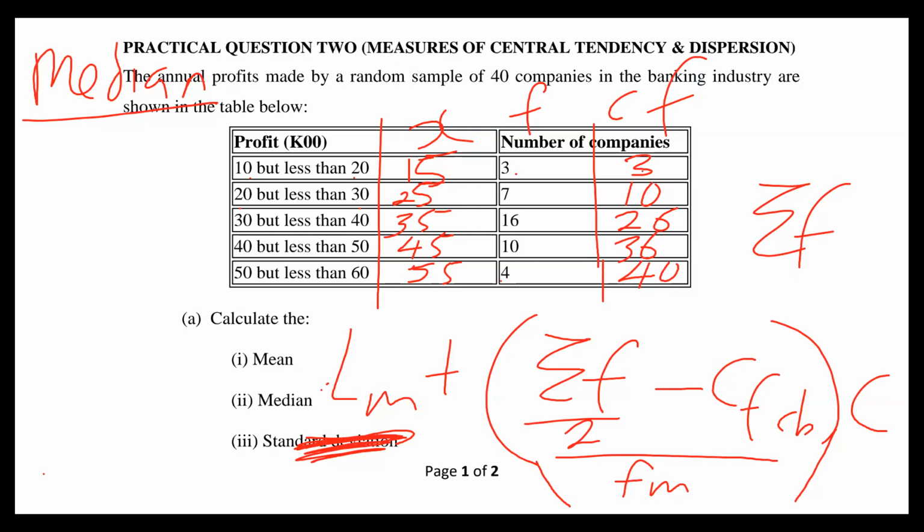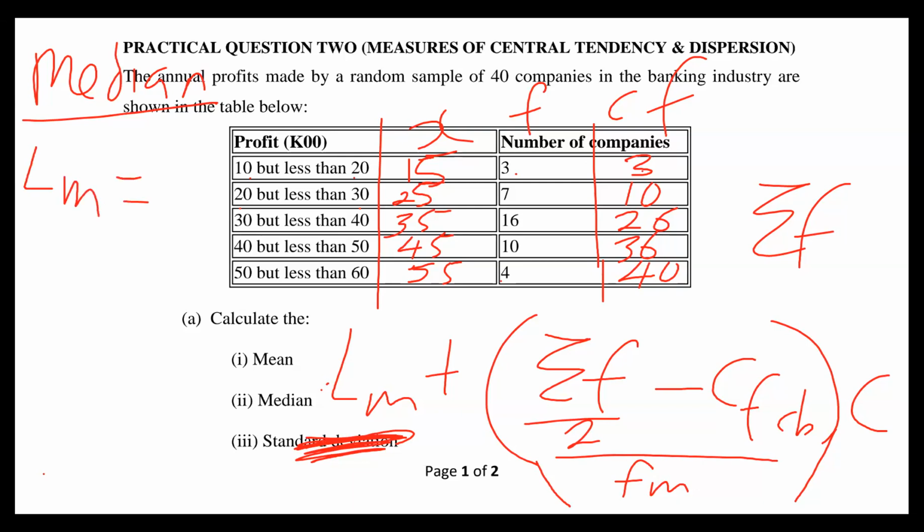That is all there in the class, just before the class boundary. I'll show you how to do the cumulative frequency as well. And FM is the frequency of the median class, where C is the class size. The class size is C. Okay. Let's find them. Let's start with the LM.